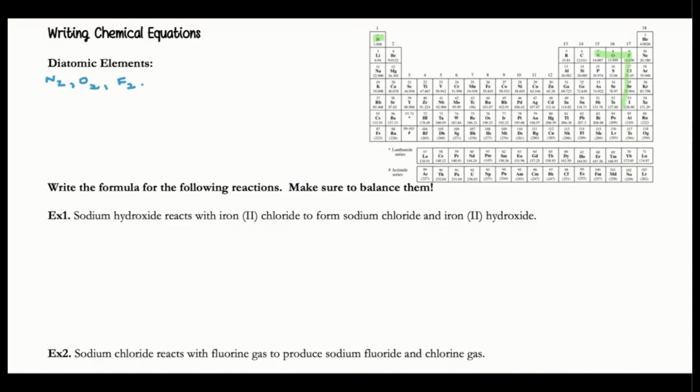And so what that means is if you are writing a reaction and I say, oh, fluorine gas reacts, you wouldn't just put F, you would put F2. And that's because fluorine by itself is not stable. So these 7 elements are not stable by themselves. Okay, so with that in mind, let's actually work on some practice.